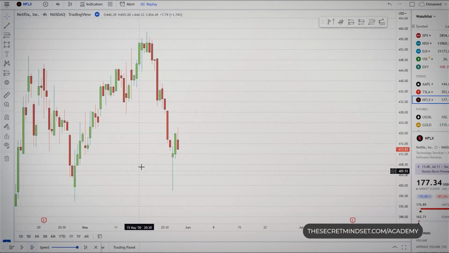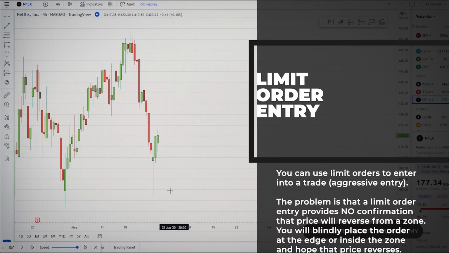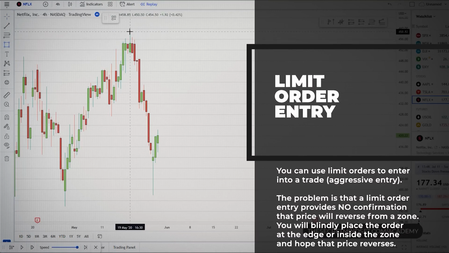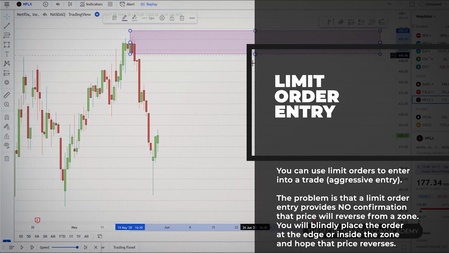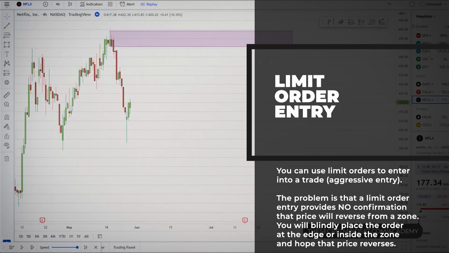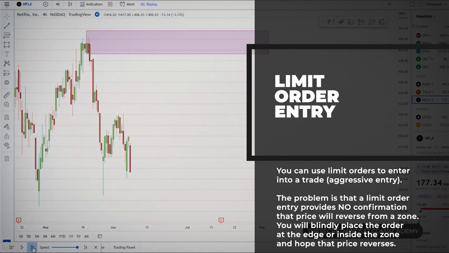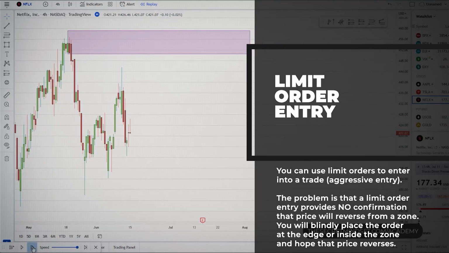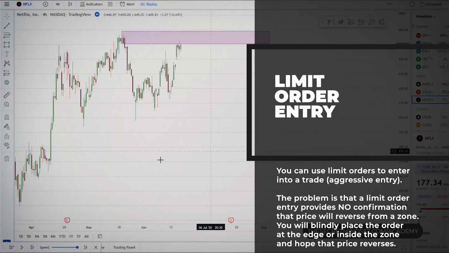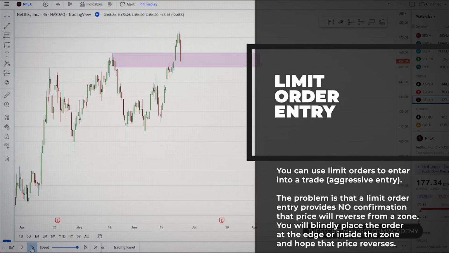Like I said before, you can be aggressive and use limit orders. It's a decent way of trading supply and demand, and you can be quite successful with it. The problem is that a limit order entry provides no confirmation that price will reverse from a zone. You will blindly place the order at the edge or inside the zone and hope that price reverses.